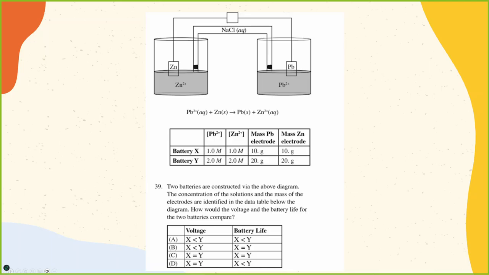However, the one that has more reactants, which would be battery Y, is going to have a longer battery life because it has more to burn. It's going to consume more. It's going to last longer. So I'm going to go and say that this one is D. Yes? Yes.